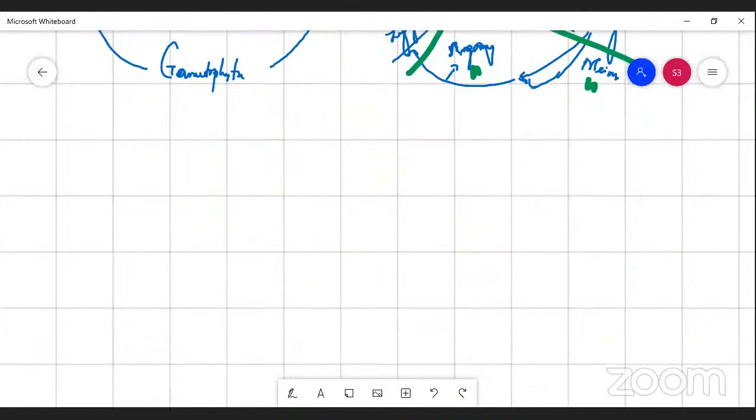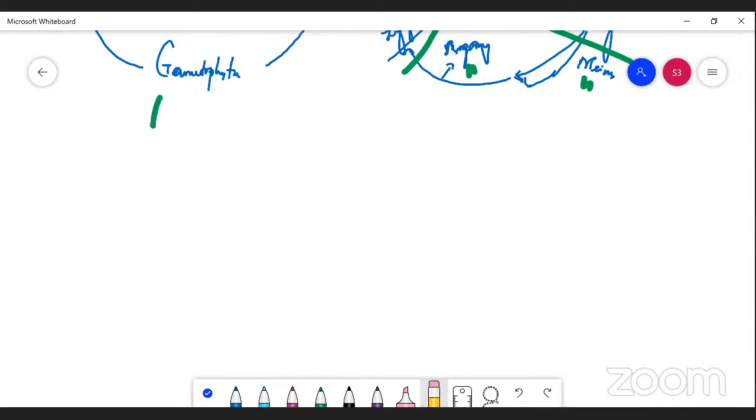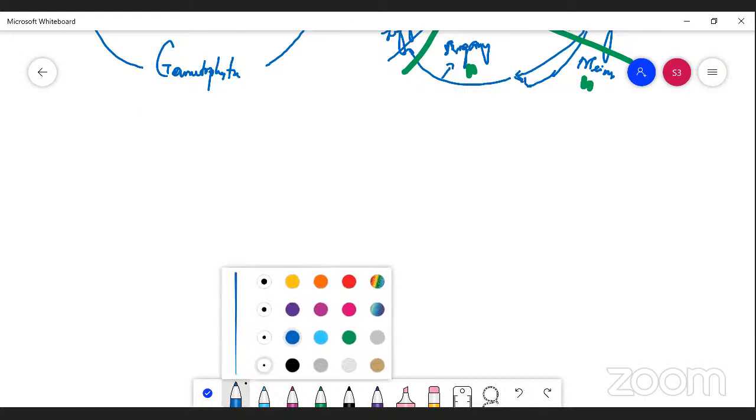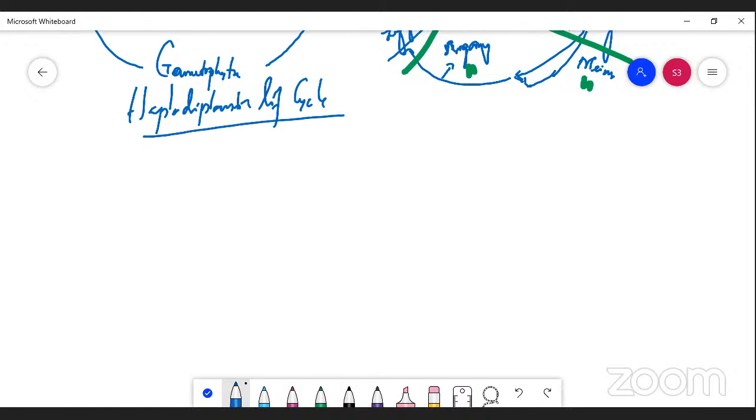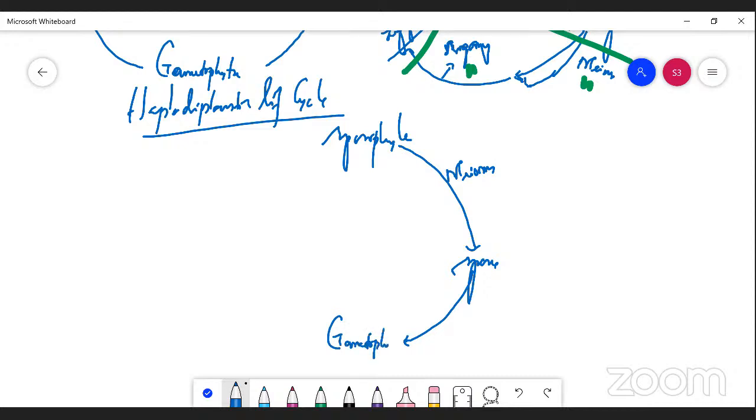Can I go to the third one? The haplodiplontic life cycle. Here the sporophytes undergo meiosis and produce spores. Spores develop into gametophytes. The gametophyte is responsible for producing the zygote.